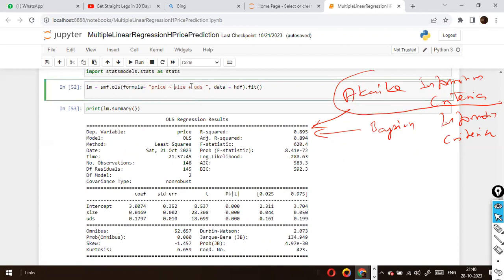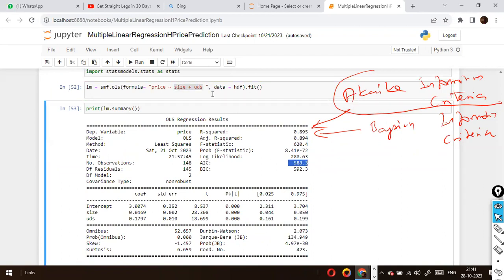For example, if I put two columns, the value is less, and if I put four columns, size plus UDS plus MISC plus par, with the AIC values, if it is more, not necessarily always more, let's say hypothetically it is more, that means those two independent values are not helpful. Similarly, try with 2. Or if you use Spark plus MISC, the AIC value will be more.